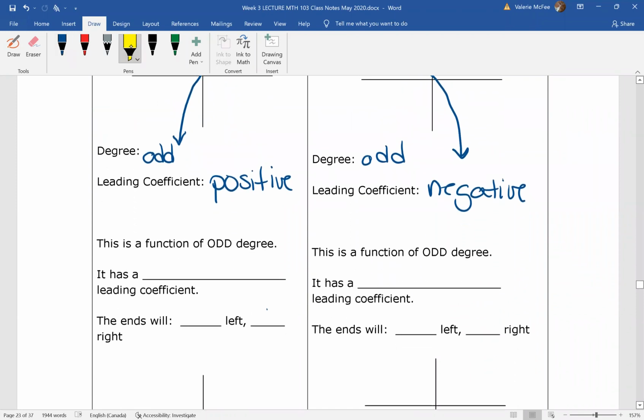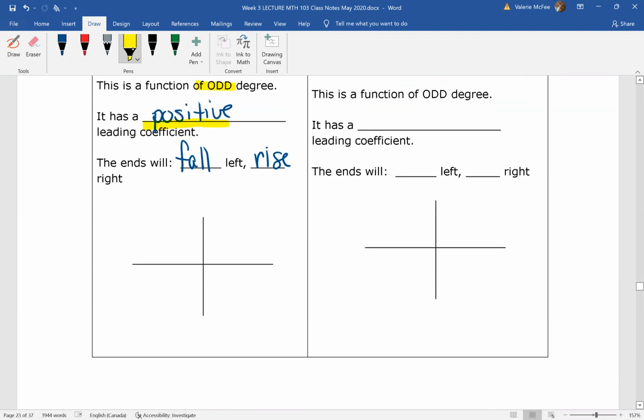So when we have a function of odd degree with a positive leading coefficient, notice what the ends are doing: falling on the left, rising on the right. So falling on the left, rising on the right, and then the graph does whatever the polynomial function is asking. But the ends will always be falling and rising.